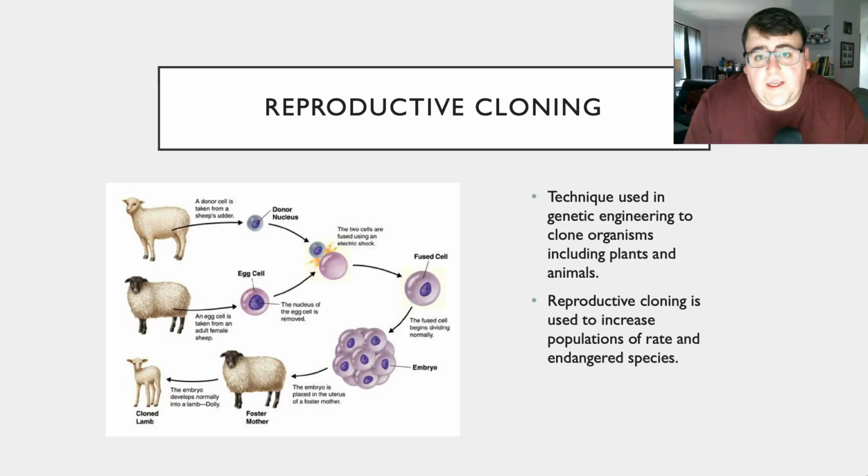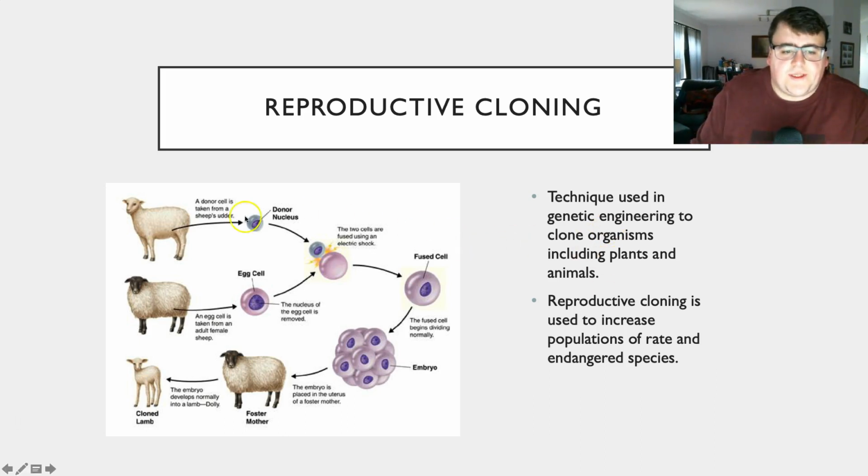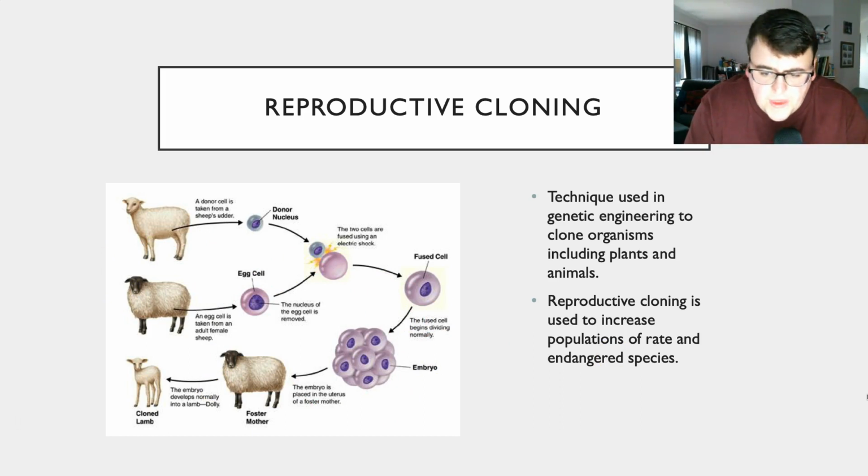Reproductive cloning is a technique used in genetic engineering to clone organisms such as plants and animals. Obviously, the most famous one that we know about is Dolly the sheep. You don't need to know about Dolly the sheep in detail, but if you do want to know a little bit more about it, there is this PowerPoint here, or this little video or picture here, that will show you exactly how Dolly was created.